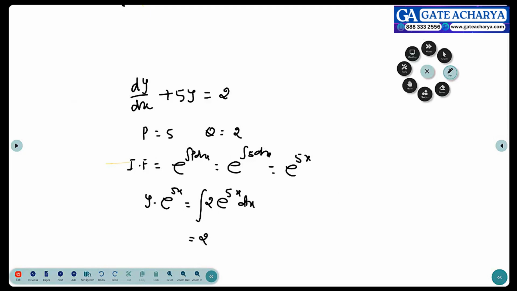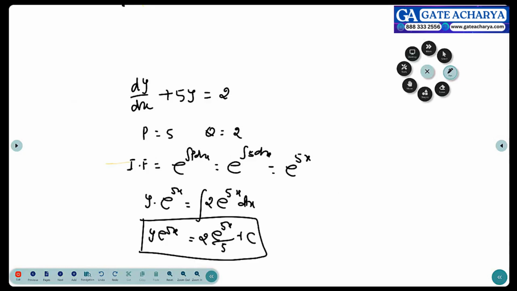So it is 2 times the integral of e power 5x, which is e power 5x divided by 5. After reducing that, finally we add the constant c. So y e power 5x is equal to 2 by 5 times e power 5x plus c. That is the solution. It is one way.